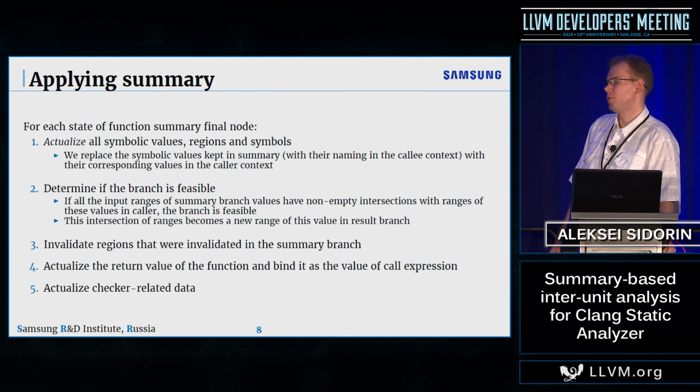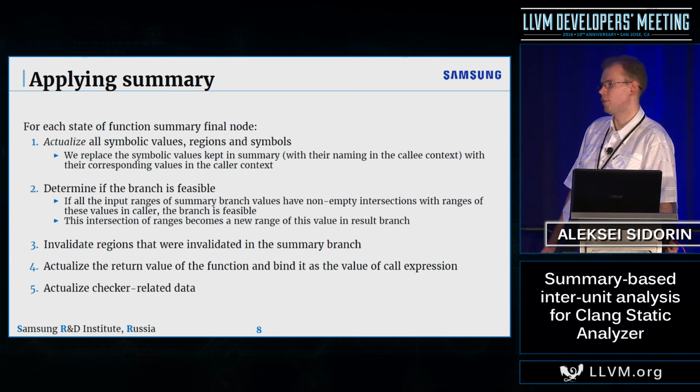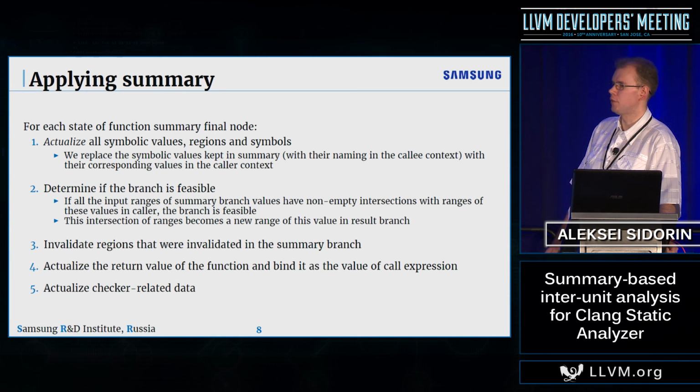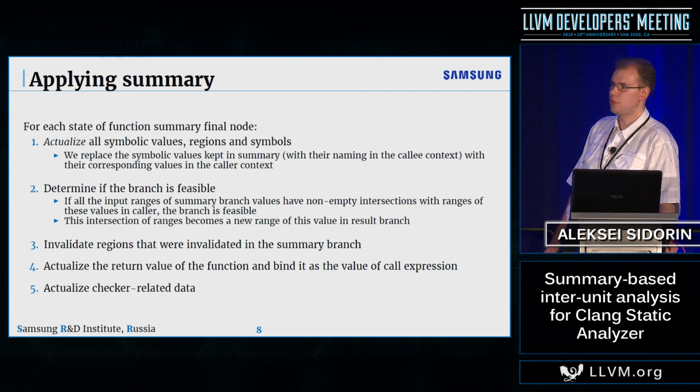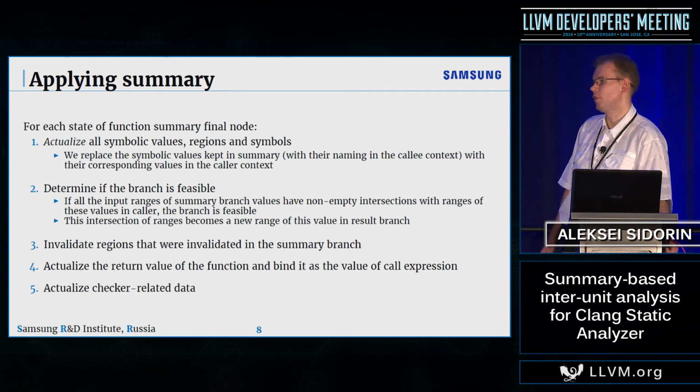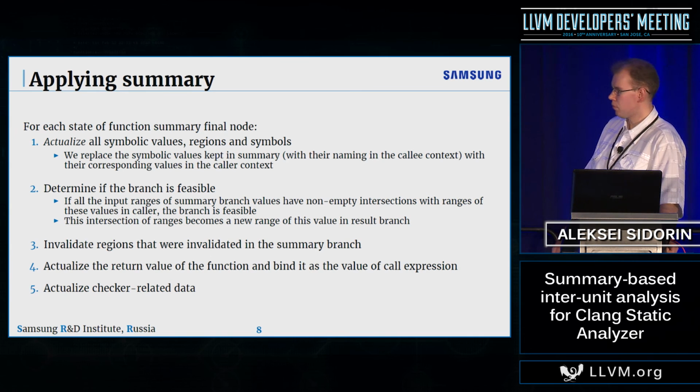Before applying a summary, we should note that in the caller context, symbolic values have different naming. For example, the symbolic value that was the content of a function parameter now becomes the value of a function call argument expression. So we perform the actualization, which is discovering the mapping for some symbolic value in the caller context.